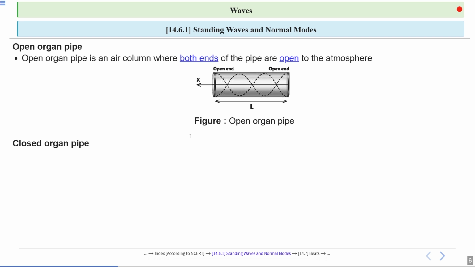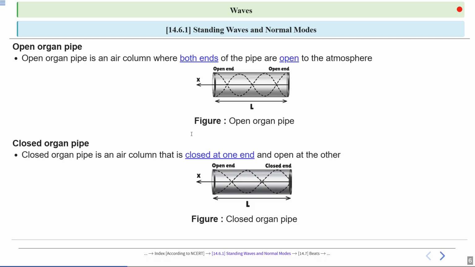Let's discuss closed organ pipe. A closed organ pipe is an air column that is closed at one end and open at the other. This setup creates specific standing wave patterns. The closed end is a node while the open end is an antinode.